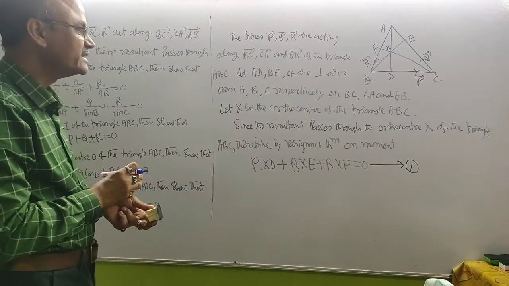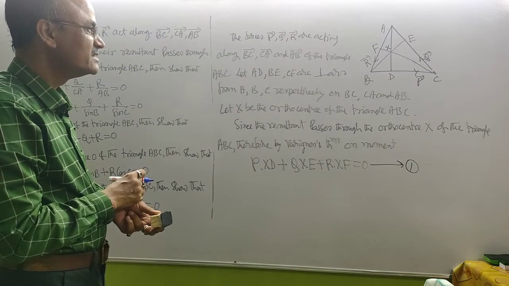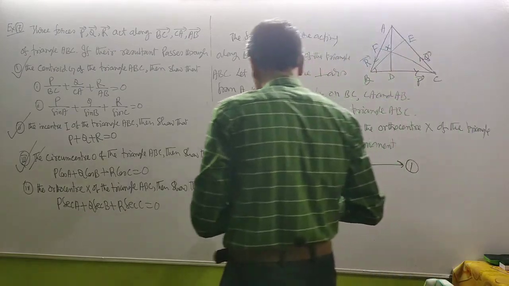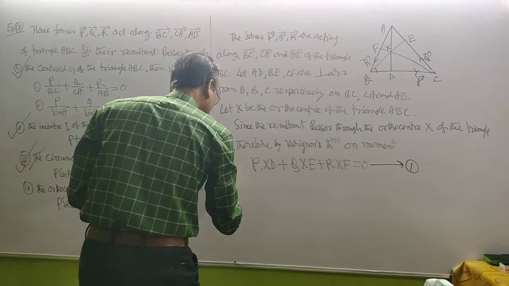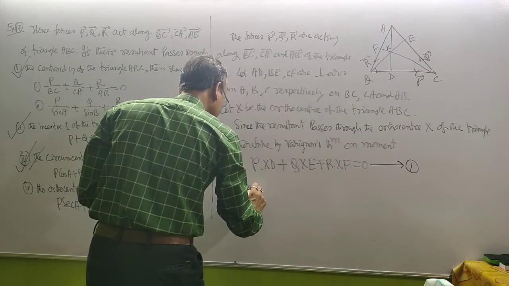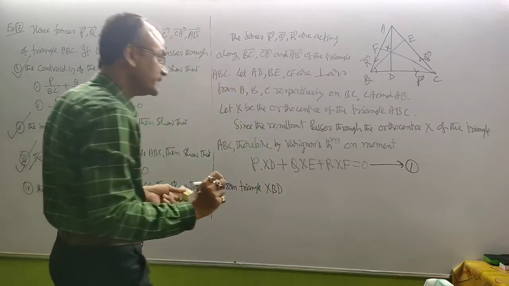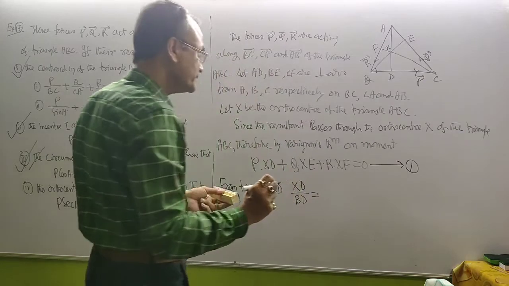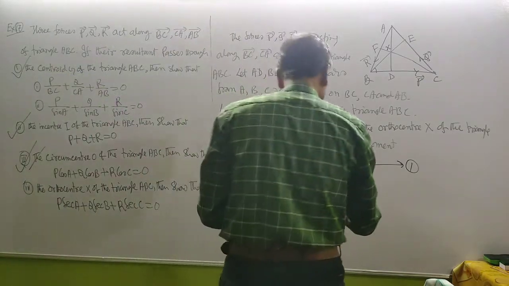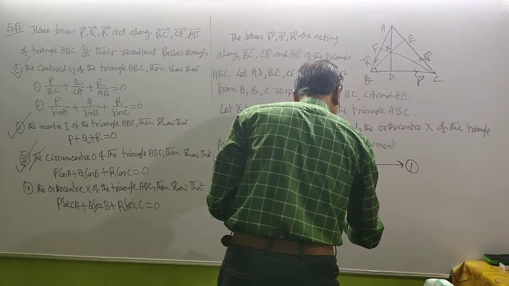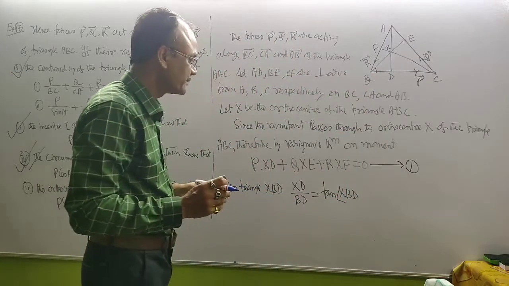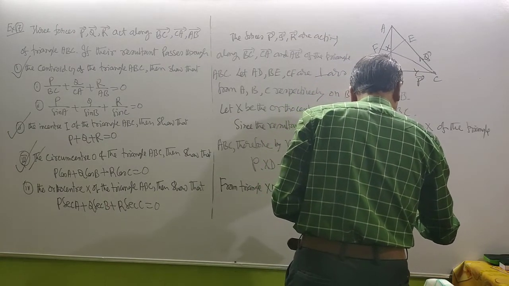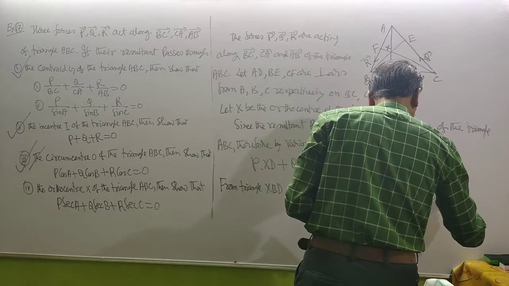Now, XD. Now, from triangle XBD, XD divided by BD equal to tan XBD. This means XD equal to BD tan XBD. Suppose this is number 2.